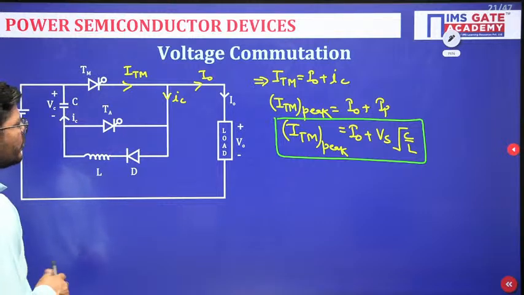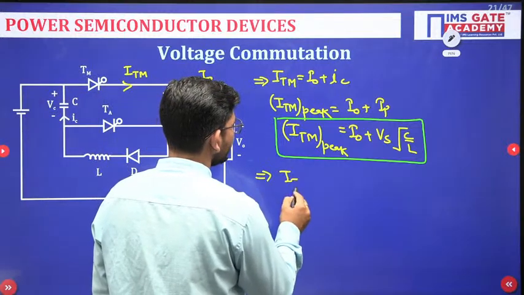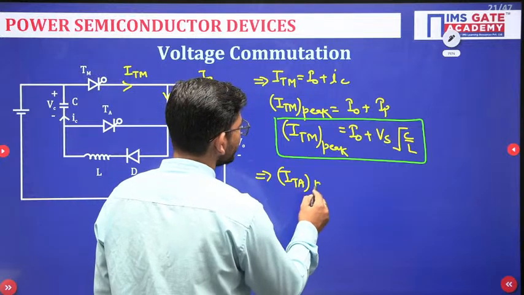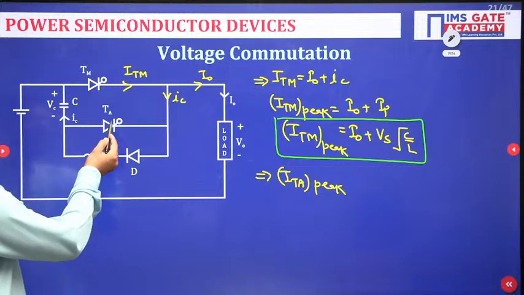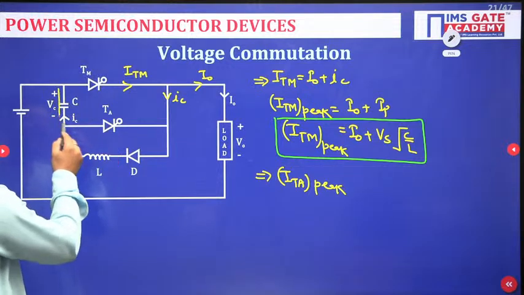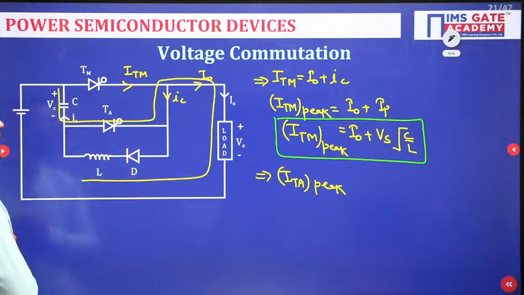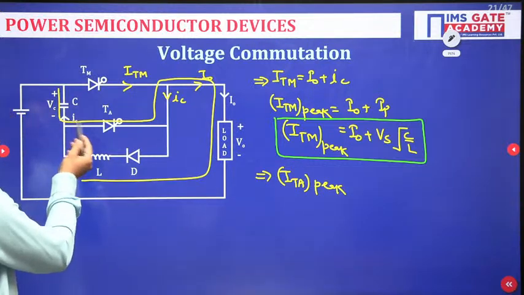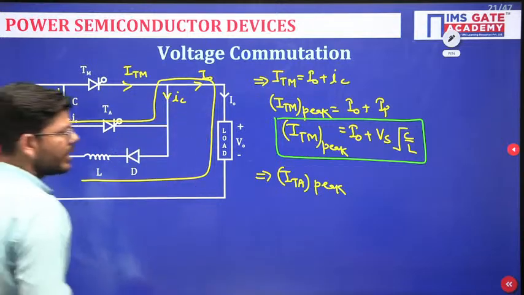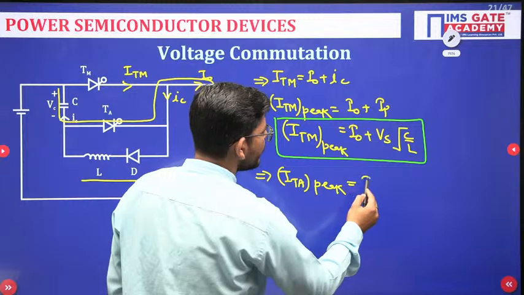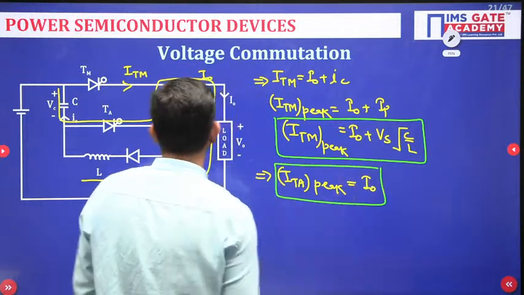Now if I ask you what is the ITA peak? Just see, ITA peak. When this thyristor will be on, it will be carrying current like this, isn't it? This is what will be the flow when thyristor TA is on. So can you tell me what current the thyristor is carrying right now? It is carrying I naught. Okay. So ITA peak will be equal to I naught. So this is how you will calculate ITA peak current.